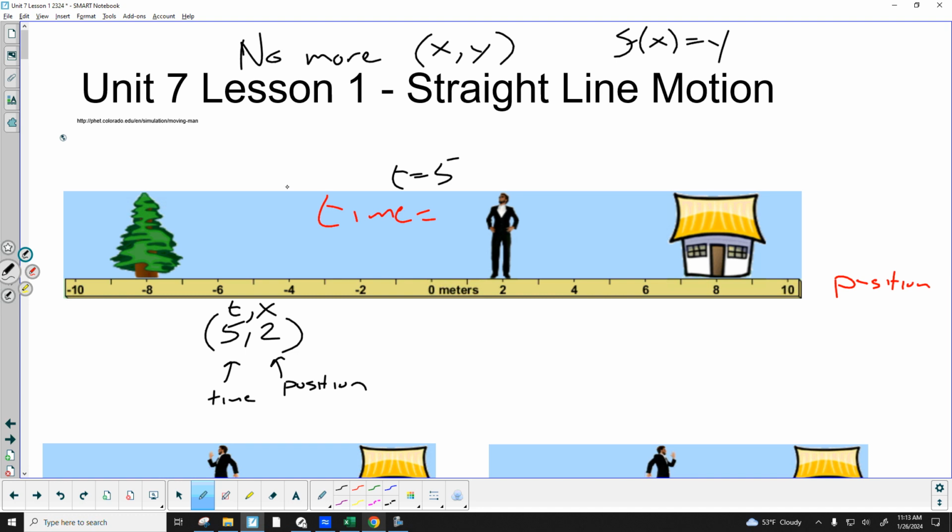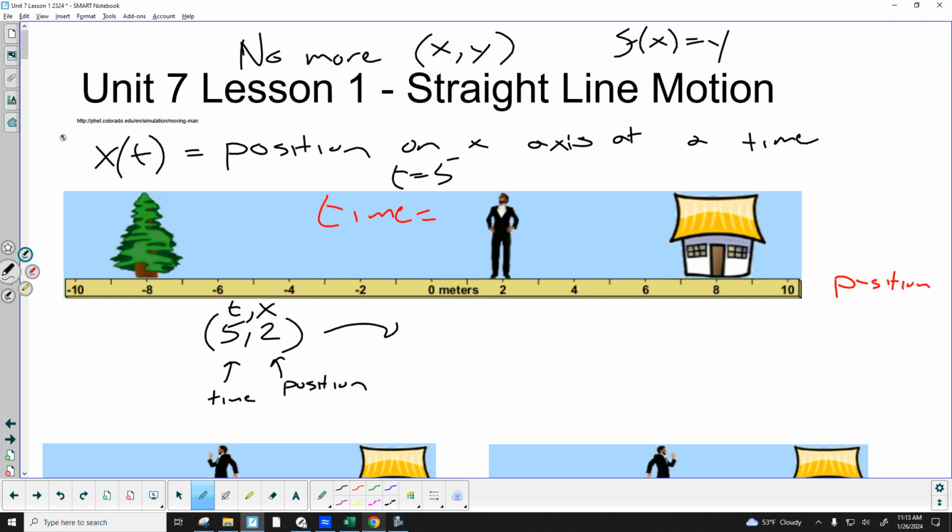Now, we are going to be focusing on equations that will give us our position at specific times. We are going to introduce ourselves to the position function. This is a position on the x-axis at a certain time. This point, let's say, came out of an equation, would be x of 5 equals 2. That is his position at time 5.